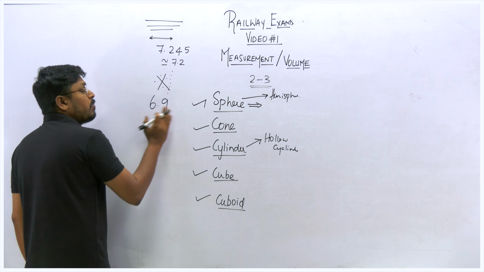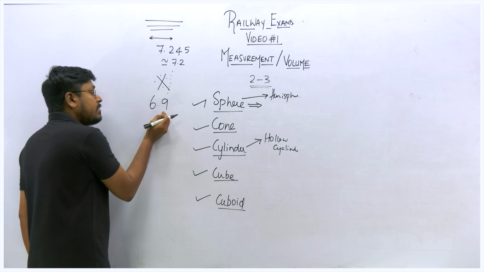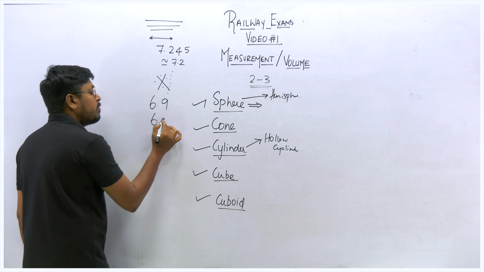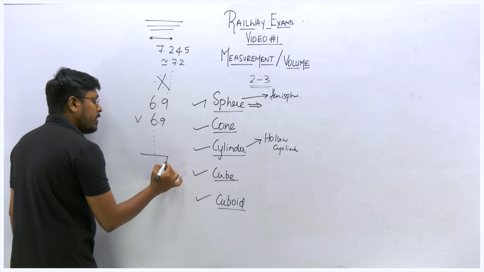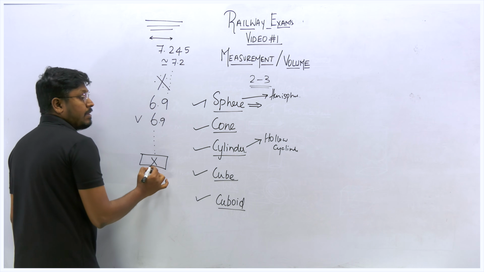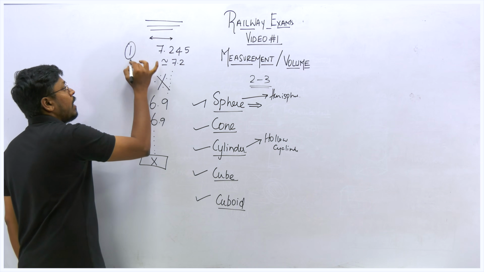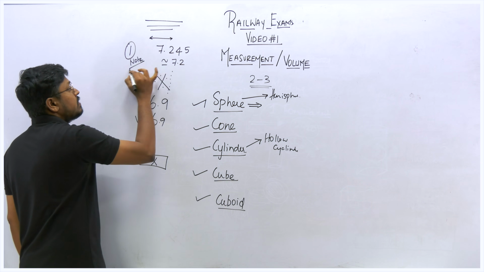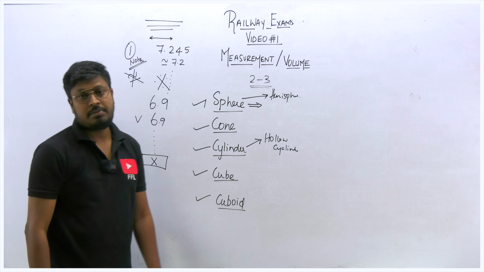If you are getting 6.9, some students won't find the next decimal point. They stop right there. They take 6.9 as the volume, and then they solve the remaining part of it. At some point, you will not get the exact answer. You can't cancel the numbers. So this is the first note you have to remember: the first note, never ever approximate a value in the measurement topic.